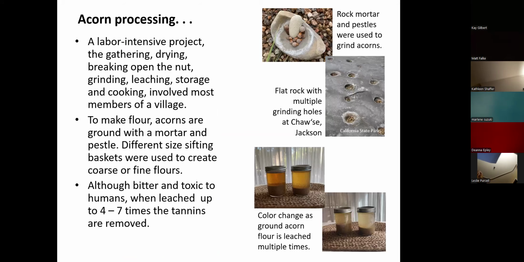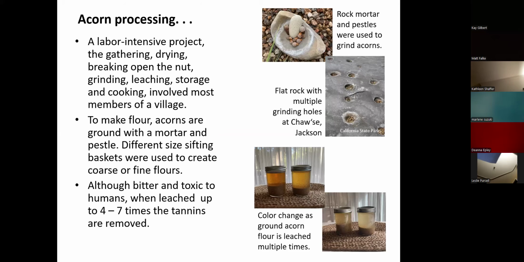Processing acorn was a very labor-intensive project. They had to be gathered, dried, cracked open, ground, leached, stored, and cooked. Most of the people of the village would be involved. To make the flour, the acorns are ground with a mortar and pestle. Different size sifting baskets were used to create different size grain, from coarse to fine flour.